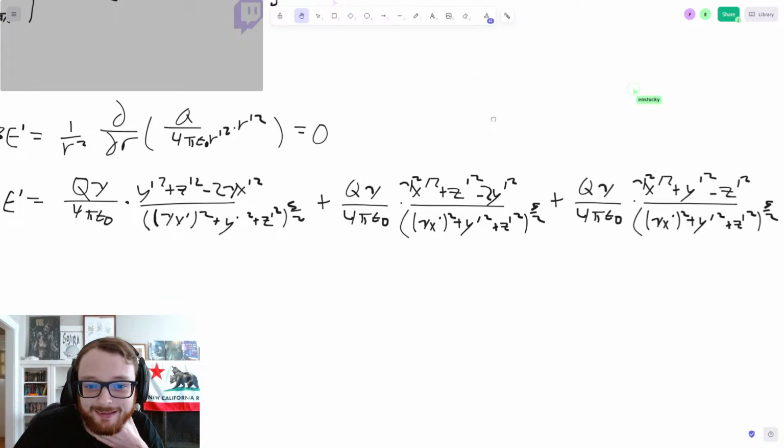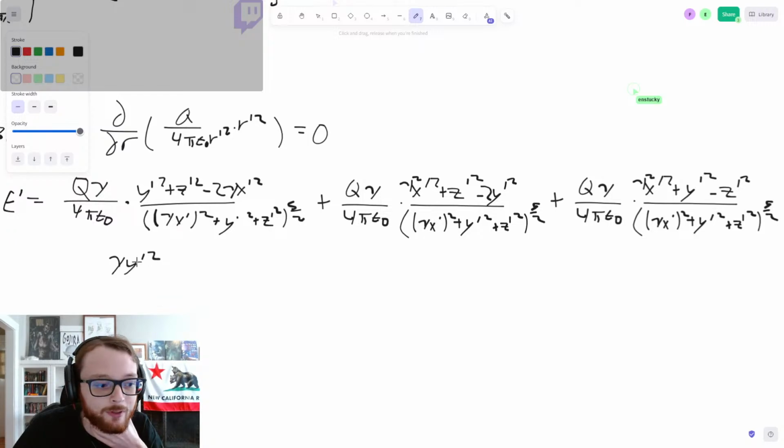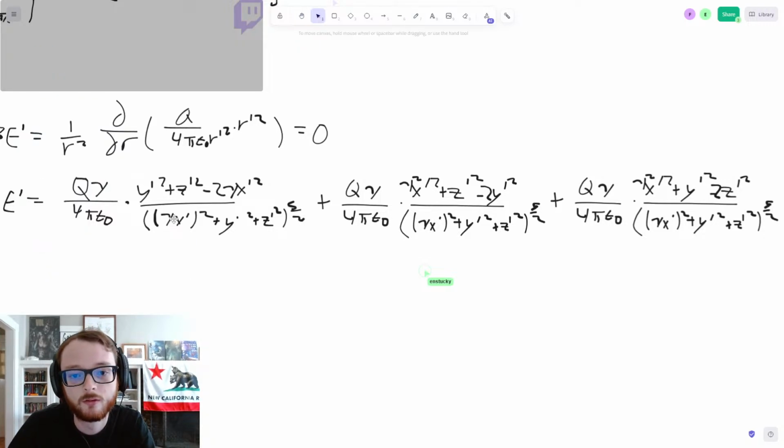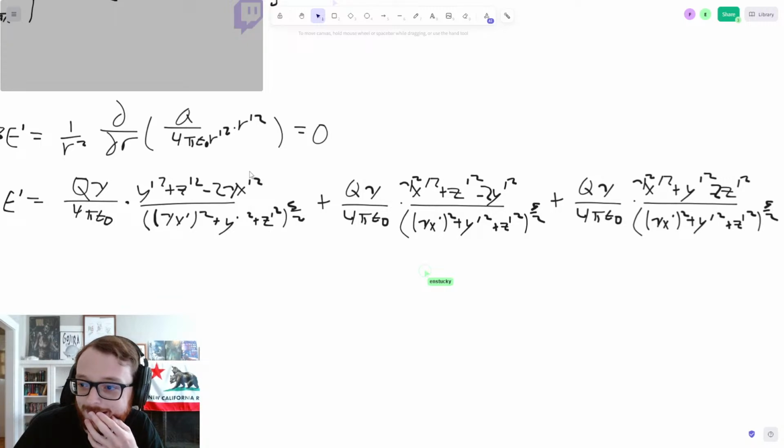Um, 2z squared, so we have a gamma y prime squared. Oops, I don't think the Z's are working. Do we need a 2 on one of the Z's? Oh, we do. Well, whatever wizardry you just did, it looks like it's working. Yeah, I think it is. Gamma. Okay, this looks like it's zeroed to me.